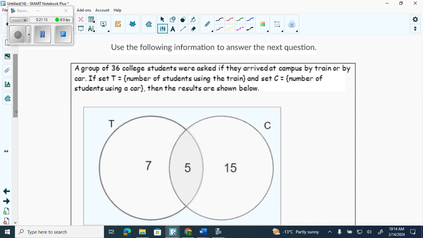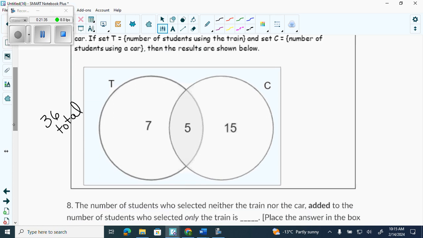So here we have a group of 36 college students. So I have 36 total. I'm writing that out here. We're asked if they arrived at campus by train or by car. If set T is the number of students using the train and set C are the number of students using the car, then the results are shown below.